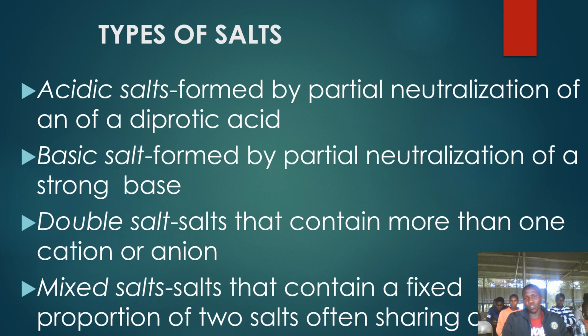The next type of salt is a double salt. A double salt is a salt that contains more than one cation or anion. A cation is a positively charged ion, while an anion is a negatively charged ion. So a double salt does not contain one cation or anion. It contains more than one cation or anion in its formation, so that it can be formed as a double salt.